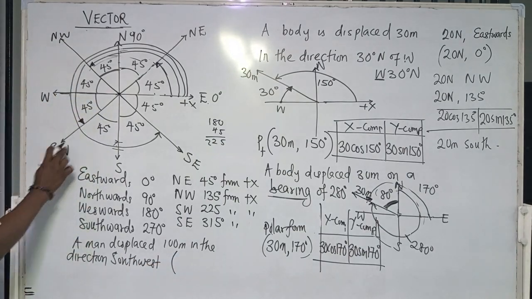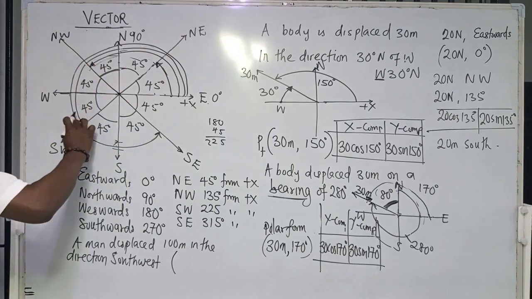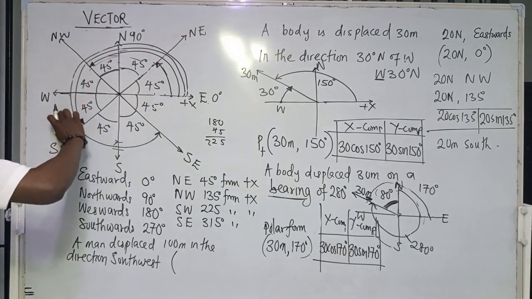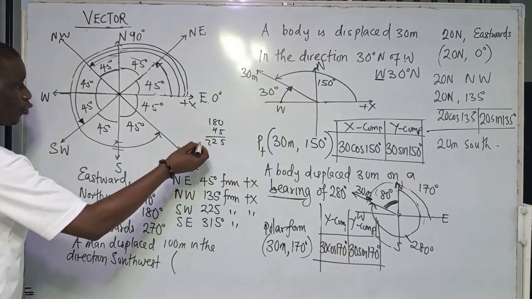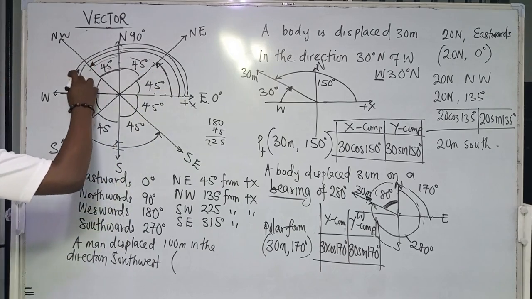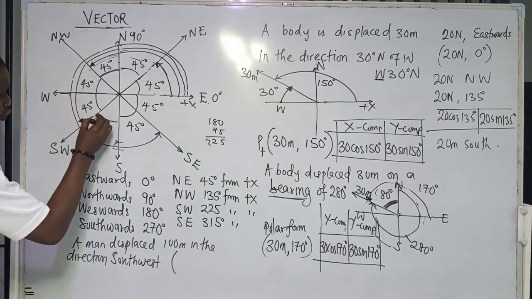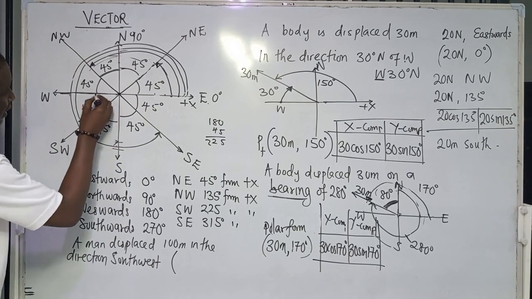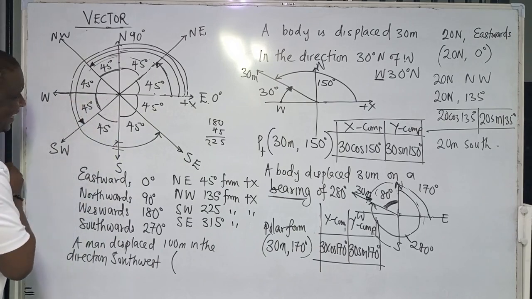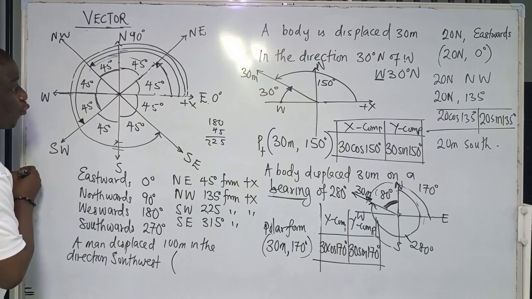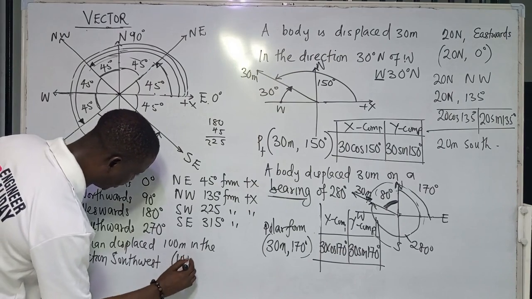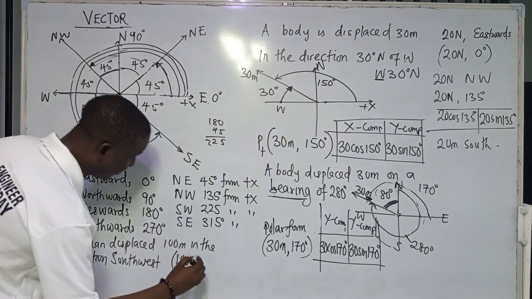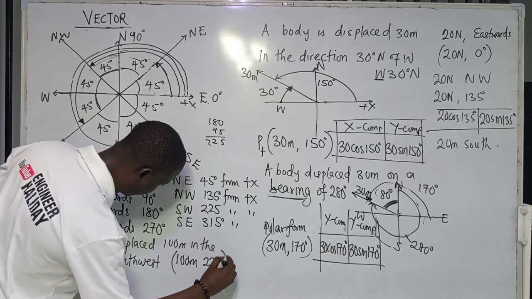Southwest from the east anti-clockwise, the vector angle is, I told you, 225. How do I get it? From here to here is 45. If you divide the angle into two halves, here will be 45, here will be 45. So 45 added to 180 gives us 225. So it is 100 meters, which is the magnitude, then 225, which is the direction.